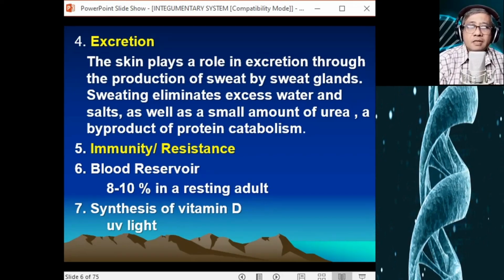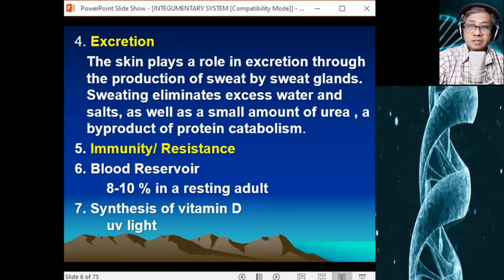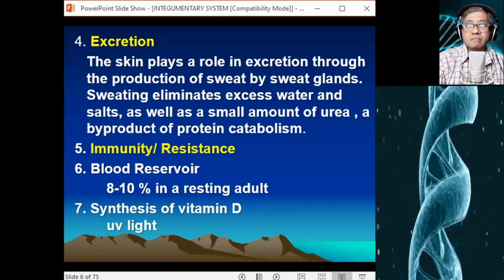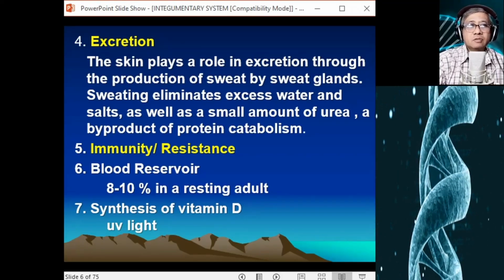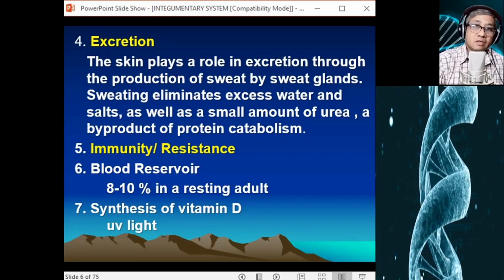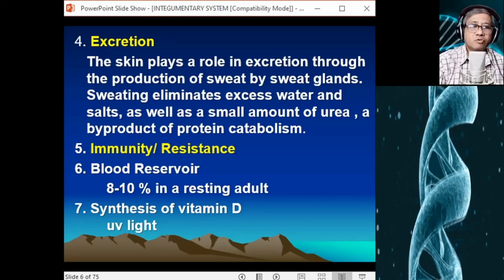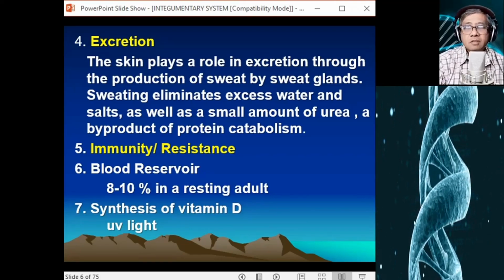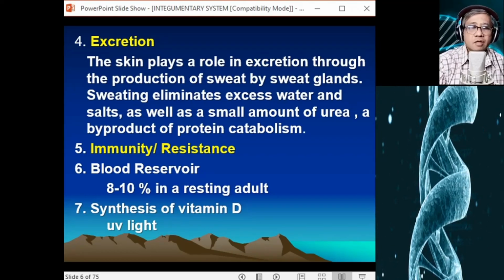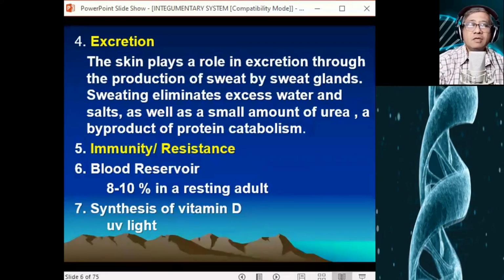Okay, so those are the different functions of the skin: temperature regulation, protection, the skin is a sense organ. The skin also plays an important role in excretion, the maintenance of immunity, as a blood reservoir, and the skin aids in the synthesis of vitamin D upon exposure to UV light.